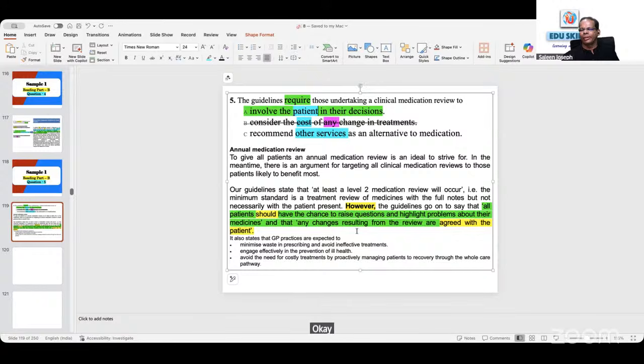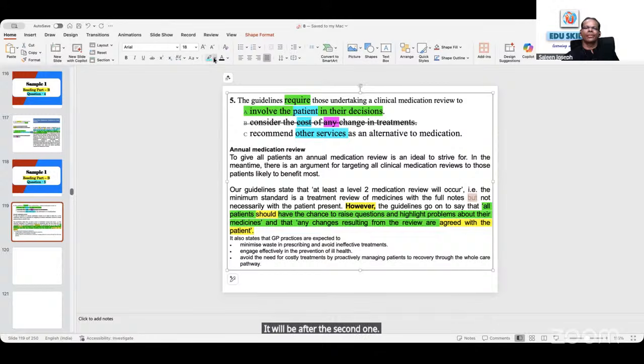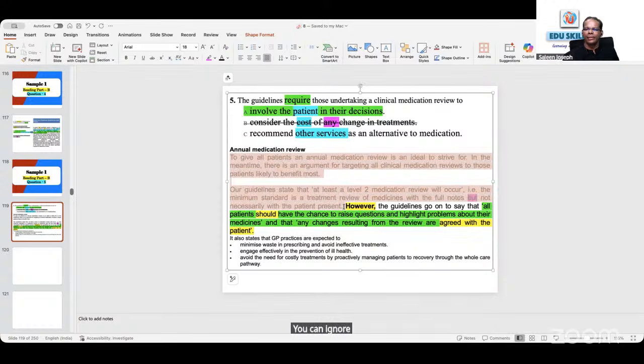Okay, if there are two contrast words, now there is one more contrast word. What is the rule? It will be after the second contrast word. That's why we have not taken that. Now, if you can simply skim and find this contrast word, you can ignore the rest. You get that by practice.